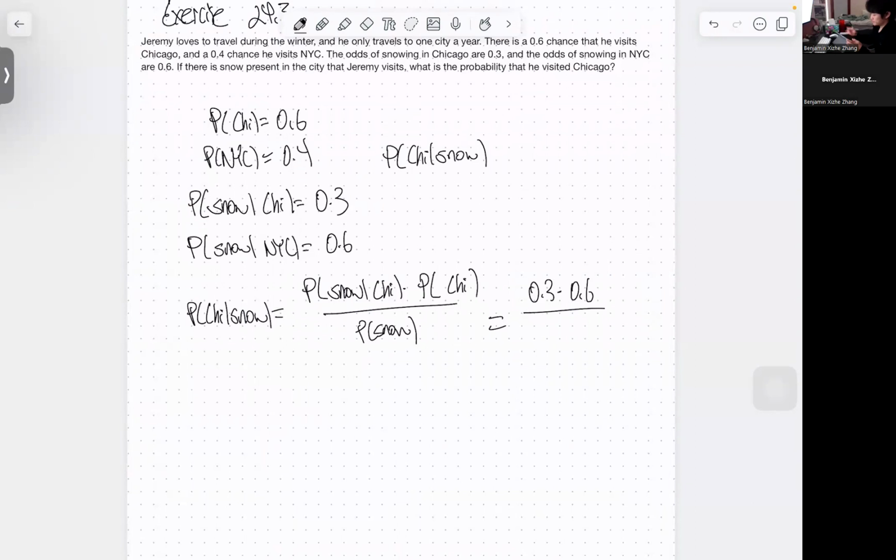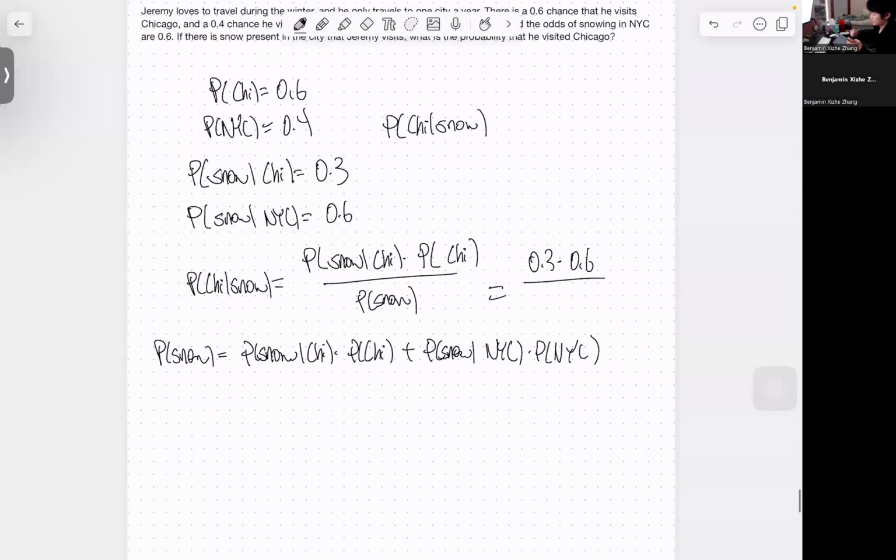probability of snow. So we can do this by adding together the probability of snow given Chicago times the probability of Chicago plus the probability of snow given New York City times the probability of New York City. This is just the law of total probability. So we already did this in the numerator, so 0.3 times 0.6, and then we know probability of snow in New York City is 0.6, and probability of New York City is 0.4. So this is 0.18 plus 0.24, giving us a total of 0.42.